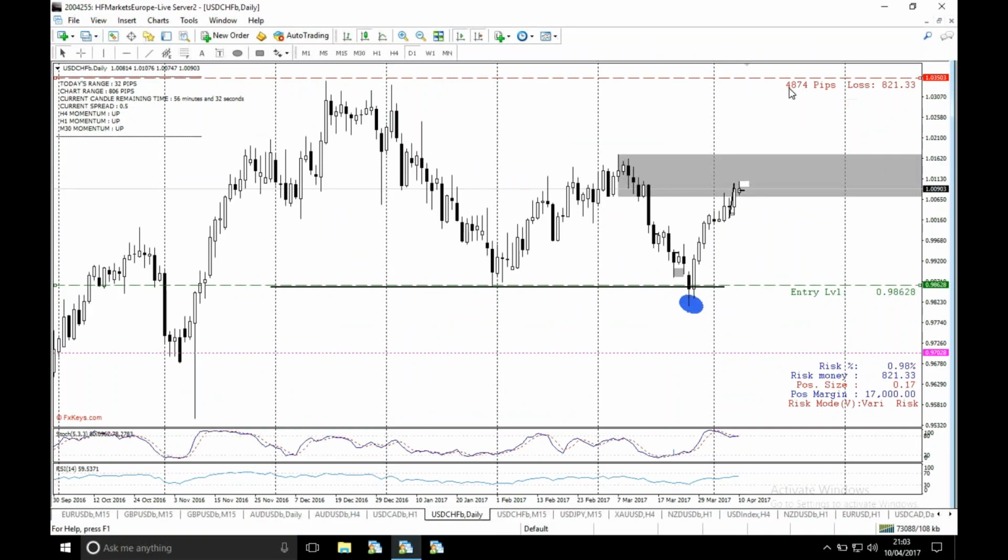That says 4,874, but remove the last digit for the number of pips. I don't know if Toby has covered this yet, but a pip is how we measure price movements. We'll talk about this in more detail.